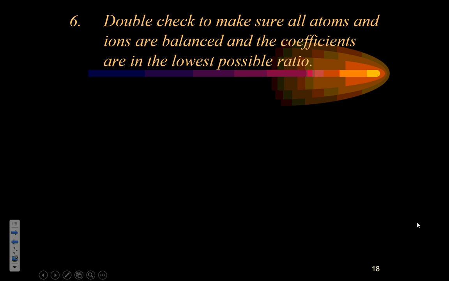Now the last one, this is something you should do every single time. Double check to make sure all the atoms and ions are balanced. It doesn't take long to do a quick double check. Did it really work? And if it did, you're all good. And then second, and this is an important one, the balanced chemical equation, by definition, is the lowest ratio of coefficients. So you might have accidentally doubled something and got it to balance, but if you notice you could divide everything by 2 and it would still balance, you need to divide it by 2. So you have to have the lowest possible coefficient ratios.